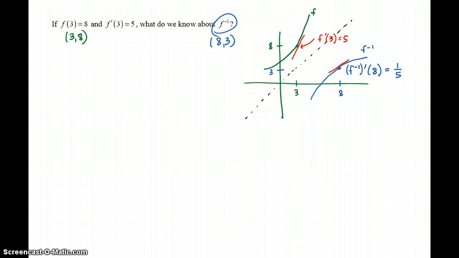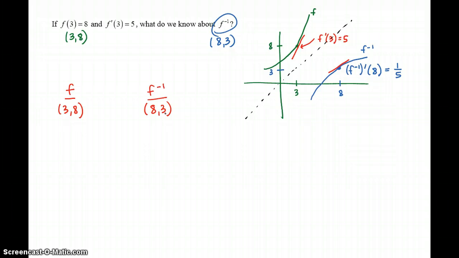Now, if you're like me, I like to see it a little bit differently, but I drew that graph there just in case that was a little bit more helpful. Another way you can look at it is to make a little chart of what we know. So on f, I have this point (3, 8), which means when we're looking at the inverse, what we really have is the point (8, 3).